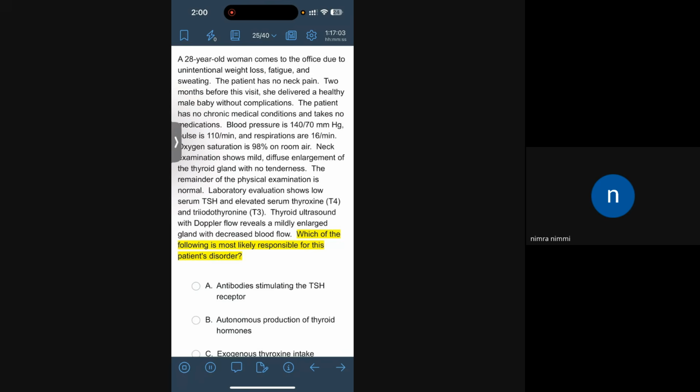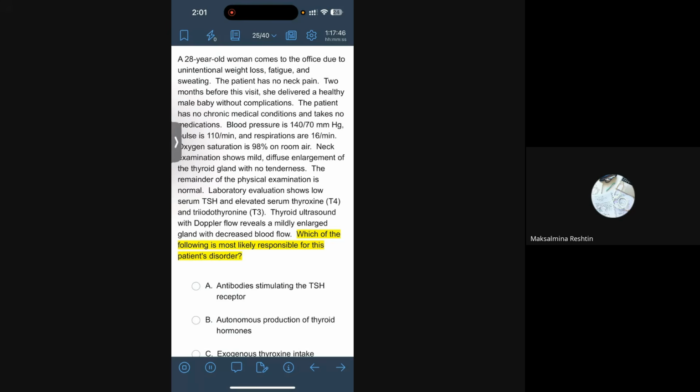Why is there decreased blood flow in this? Because it is showing that the thyroid cells are no longer working. If the cells are metabolically active, then the thyroid blood flow would be high, right? But the cells are not metabolically active. That's why the blood flow is decreased. What is that telling us? If the cells are not metabolically active, then why is there high thyroxine?